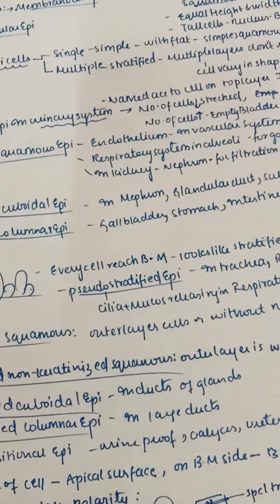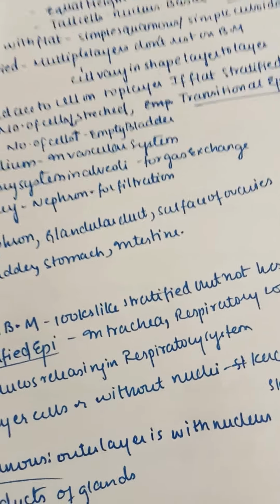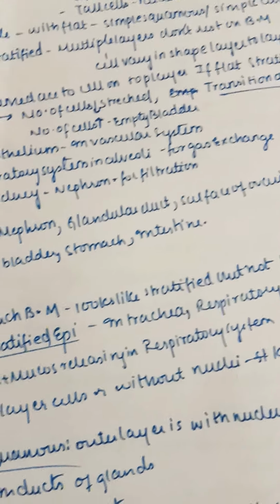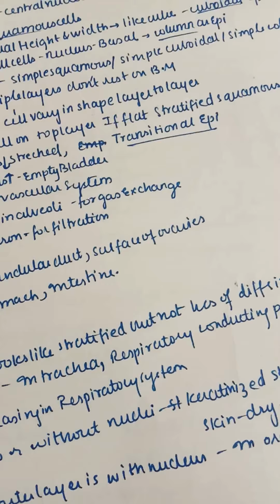Now let us see the special epithelium in the urinary system, known as urothelium, also known as transitional epithelium. The number of cell layers decreases whenever the urinary bladder is stretched and increases whenever our bladder is getting empty. So this epithelium is known as transitional epithelium.